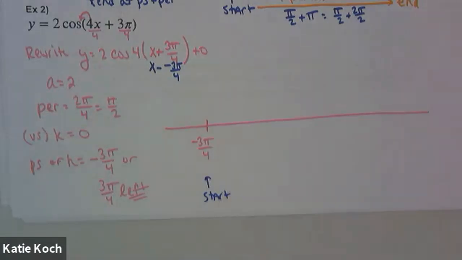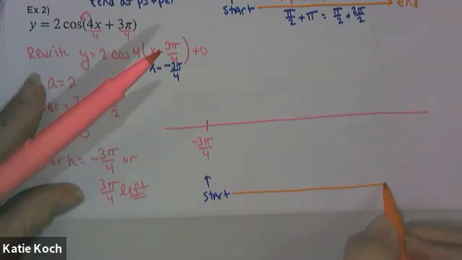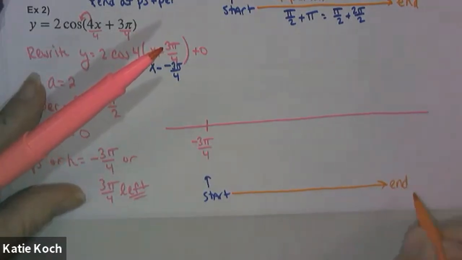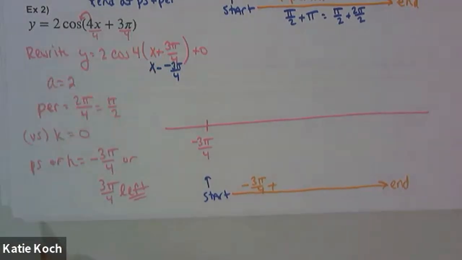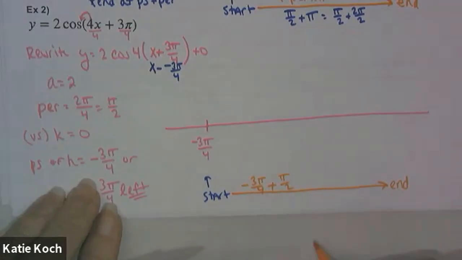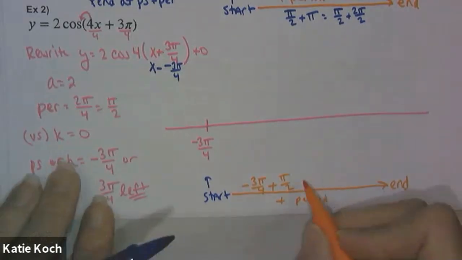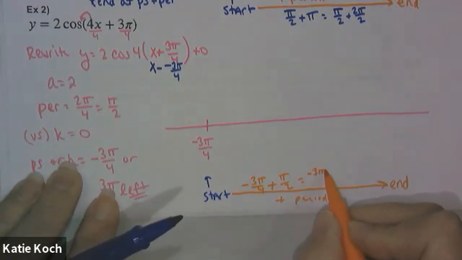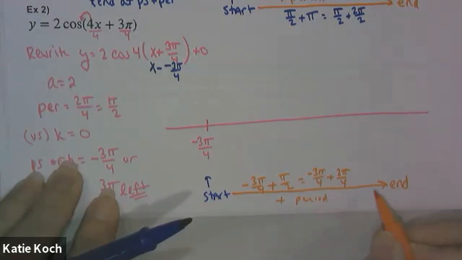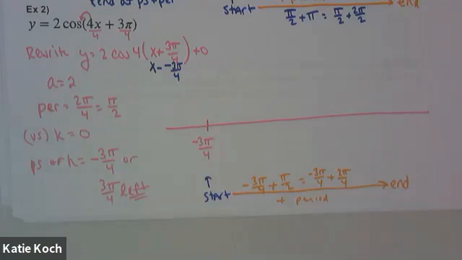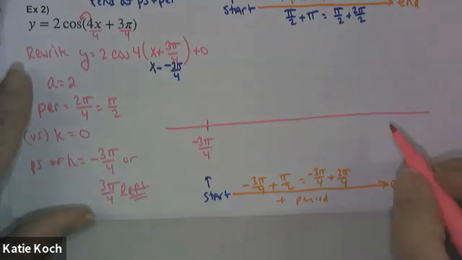So I'm going to start at negative 3 pi fourths. Now I'm going to add a full period. So this number here, the start plus the period, is going to determine where I end. So I need to do a negative 3 pi fourths plus the period, which was pi halves. So I'm adding the period to get to the end. Let's see, this takes a little bit of fraction skills. Negative 3 pi fourths plus, times 2, so 2 pi fourths. And I will get negative pi fourths.